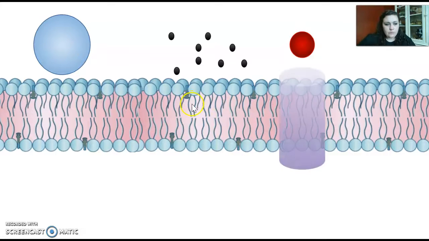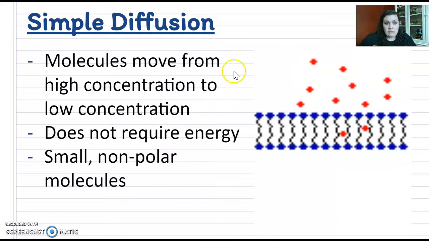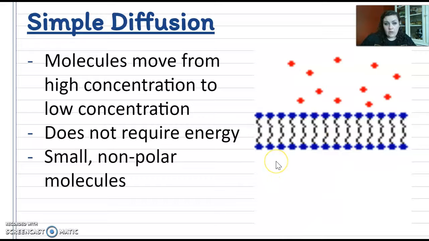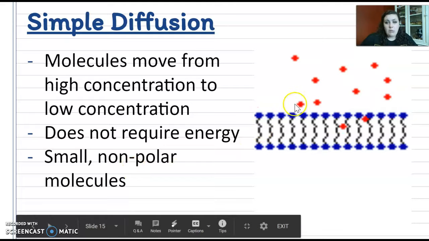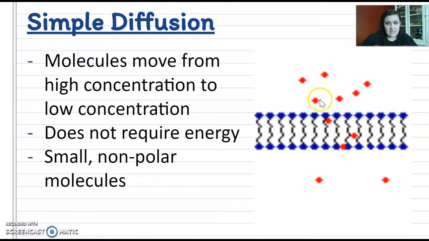So our first way was simple diffusion, which is where molecules are just moving from high concentration to low concentration through that cell membrane. It doesn't require energy, and it just happens on its own. It is for small molecules that are also non-polar, so tiny things that are okay hanging out with this fatty inner layer right here.